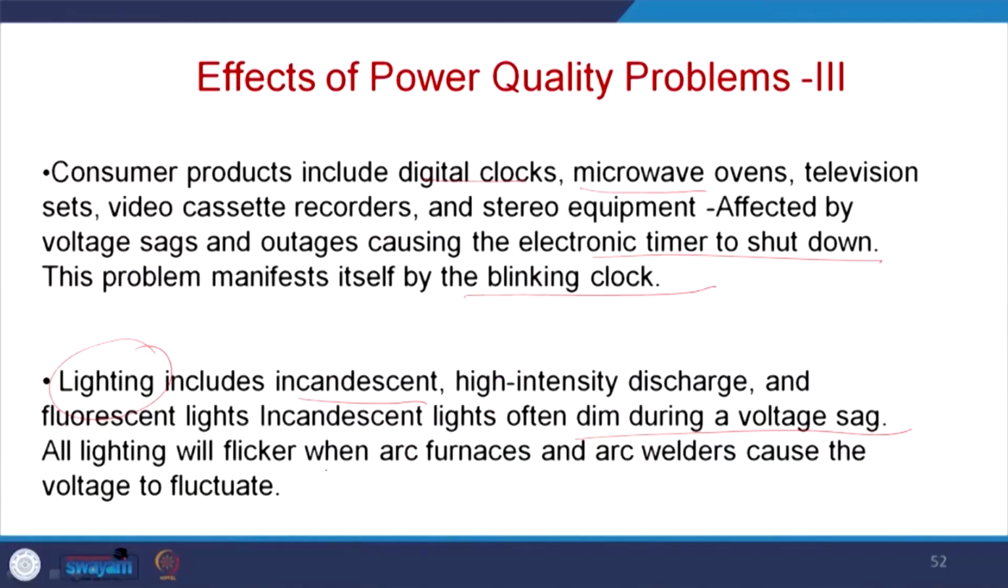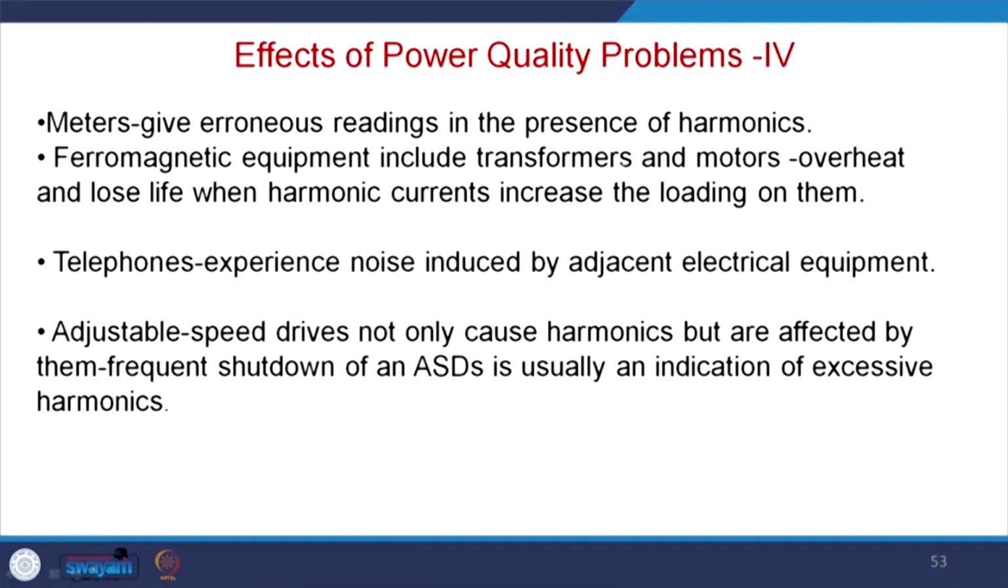All lighting will flicker when an arc furnace or arc welder causes voltage fluctuations. Due to flickering, it will put stress on your eyes and you may have many health problems from that. Meters give erroneous readings in the presence of harmonics. Ferromagnetic equipment, including transformers and motors, overheats and loses life when harmonic current increases the loading on them. Telephones experience noise, so you cannot hear properly, induced from adjacent electrical equipment.